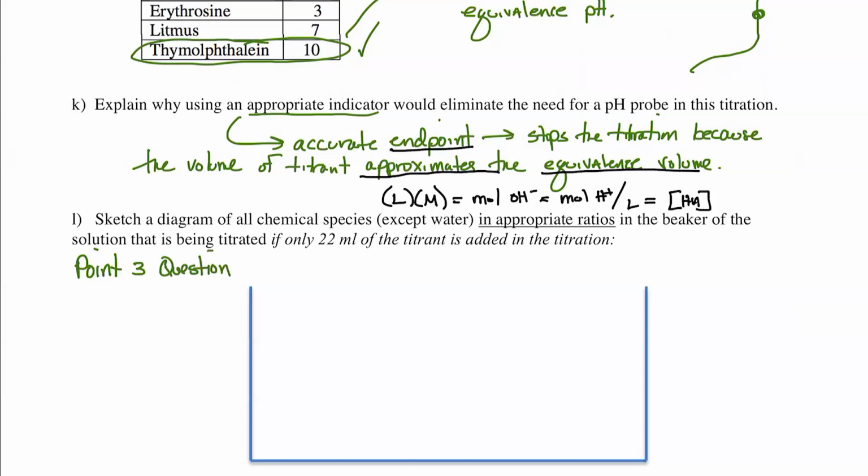Okay. So letter L, all right, is a 0.3 question. All I was asking for you was to draw the chemical species except water in all appropriate ratios. I probably should have said conjugate acid base, but I wanted to see what you put here, okay? So I don't know if my key is perfectly correct, but what's left? What do we have if we stop the titration at 22?